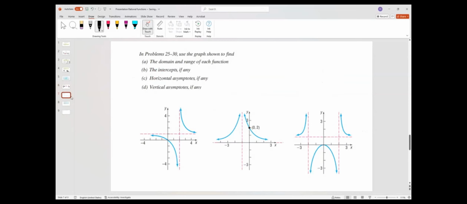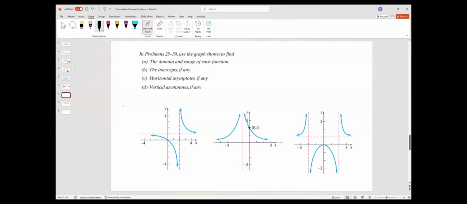My next example here is given a graph of a rational function, and there you have a graph of 3 different rational functions. How to find the domain, range, intercepts, horizontal asymptotes, and vertical asymptotes for all these functions. Let's start with the first one.